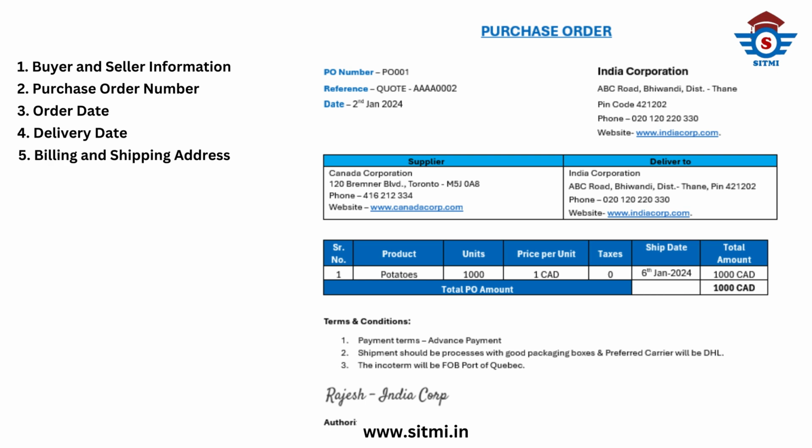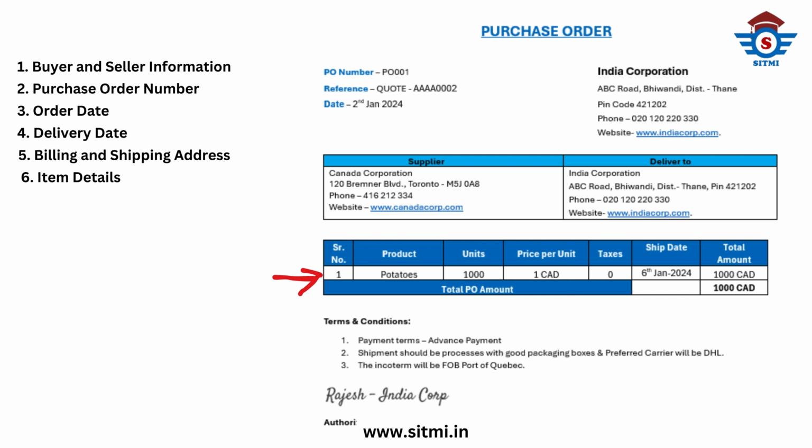The address where the products or services are to be delivered, as well as the billing address where payments should be sent. The sixth point is item details: a list of products or services being purchased, including descriptions, quantities, unit prices, and total amounts for each item. This section provides clarity on what is being ordered. Here, the item is potatoes and the quantity is 1000 kg.